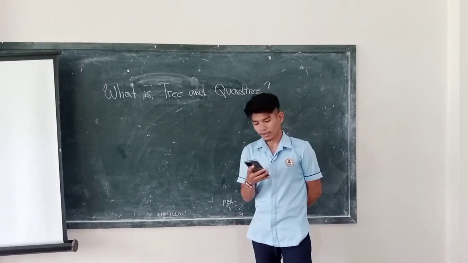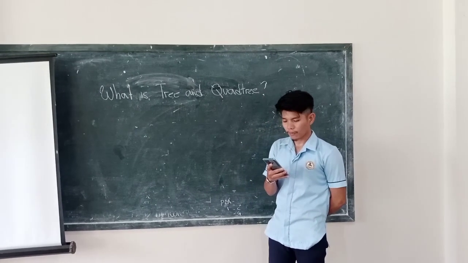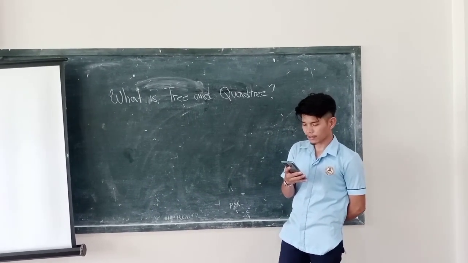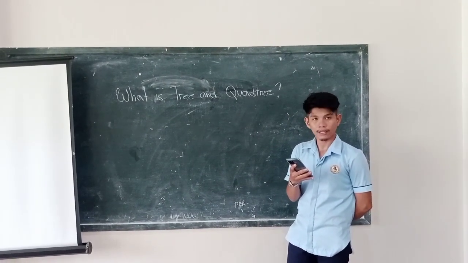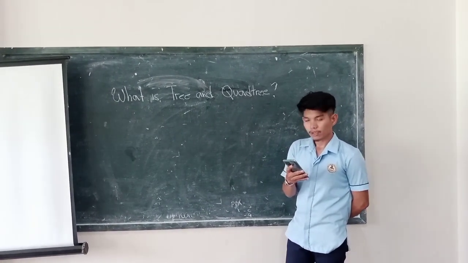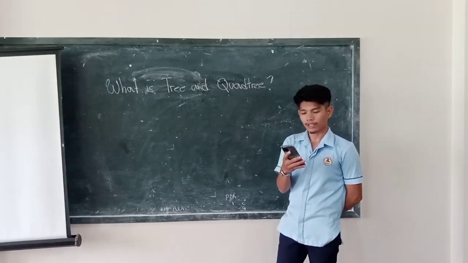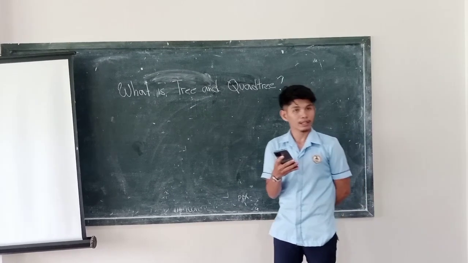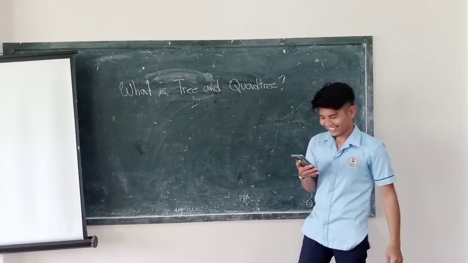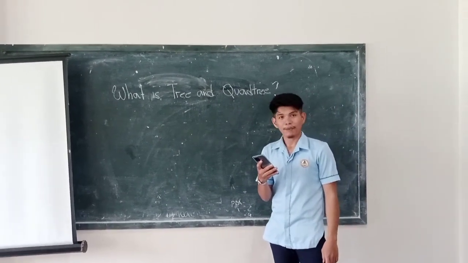A tree in computer science is a data structure composed of nodes connected by edges. It's a hierarchical structure where each node has a parent-child relationship. Trees are widely used in algorithms and data structures for organizing and retrieving data efficiently.